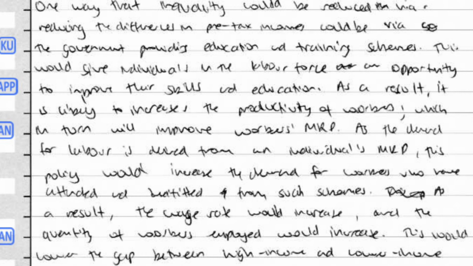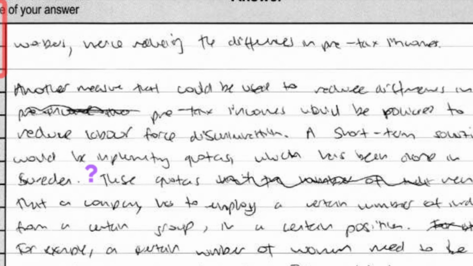One way that inequality could be reduced via reducing the differences in pre-tax incomes could be via the government providing education and training schemes. This would give individuals in the labour force an opportunity to improve their skills and education. As a result, it is likely to increase the productivity of workers, which in turn will improve workers' MRP. As the demand for labour is derived from an individual's MRP, this policy would increase the demand for workers who have attended and benefited from such schemes. As a result, the wage rate would increase and the quantity of workers employed would also increase. This would lower the gap between high income and low income workers, hence reducing the differences in pre-tax incomes.